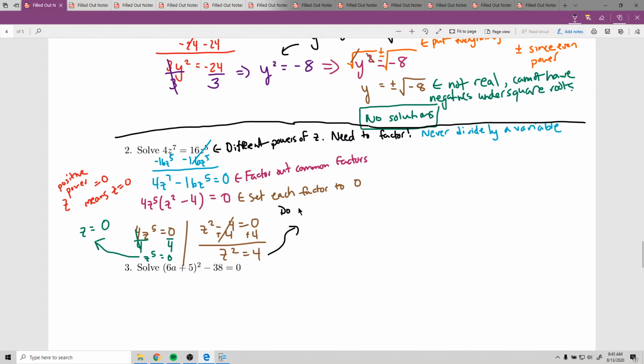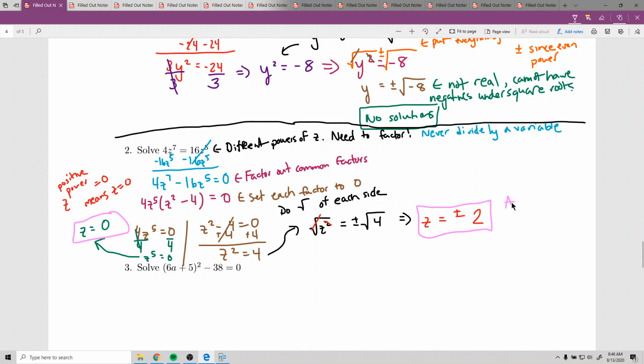Now we do the square root of each side because we want to get rid of that squared. So we got the square root of z squared equals plus or minus the square root of 4. We're going to the plus or minus again because the power is even. And the squared and the square root cancel out, so we got just z, and we got our plus or minus. The square root of 4 is 2. So for this problem, we actually have 3 answers. We got 0, and we got 2, and negative 2. So this is saying positive 2 and negative 2 are both answers.